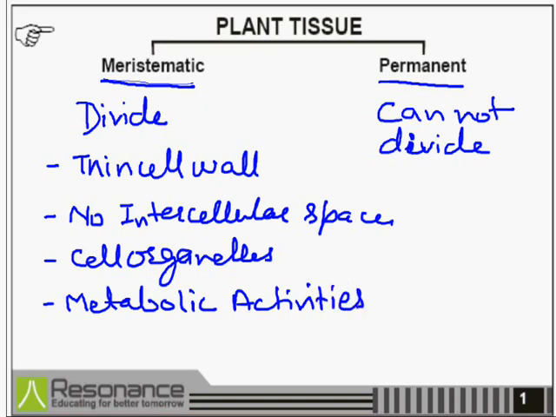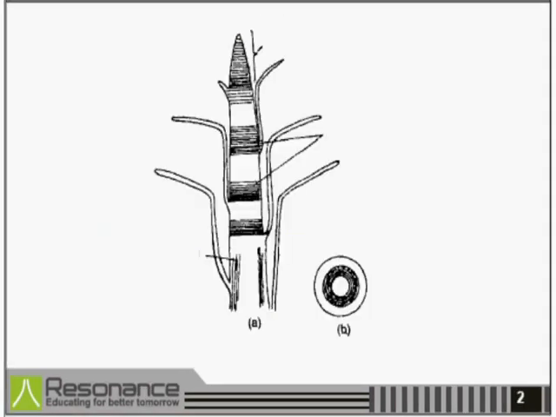The meristematic tissues are divided on the basis of their position into three parts. First, apical meristem. Apical meristem is present in the top part of the plant body.